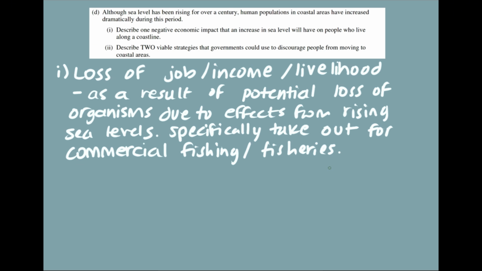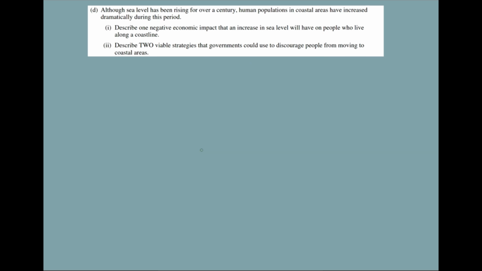All right. So then on to the second part of this. I'm going to go ahead and get a clean page for this. So part 2 of this says describe 2 viable strategies that governments could use to discourage people from moving to coastal areas.